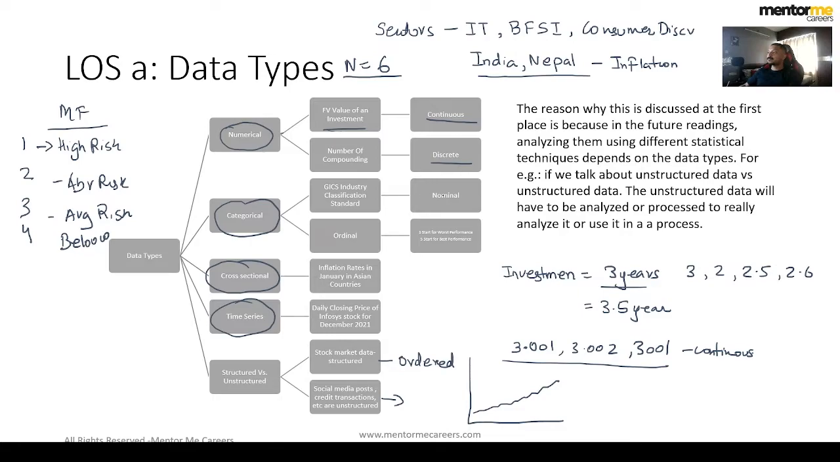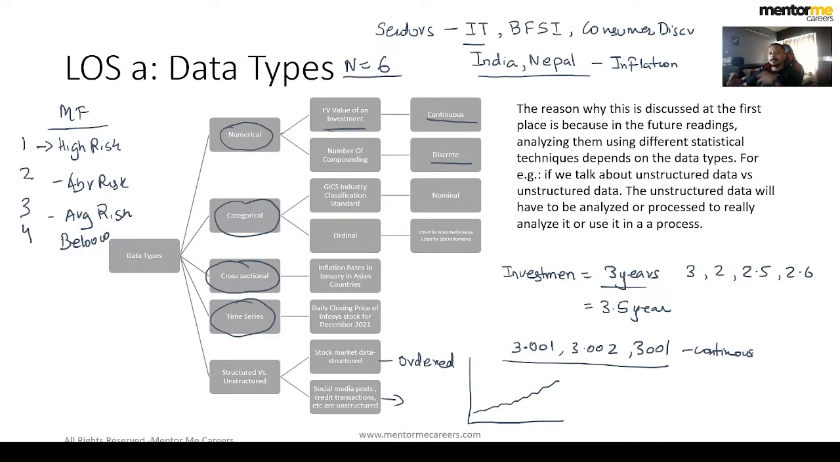But in the case of nominal, you are just going by whatever sector the business is operating in. There's no good and no bad here. It's just based on whatever business environment you're operating in. On the basis of that, I've categorized that as nominal. All the others are pretty straightforward to understand.